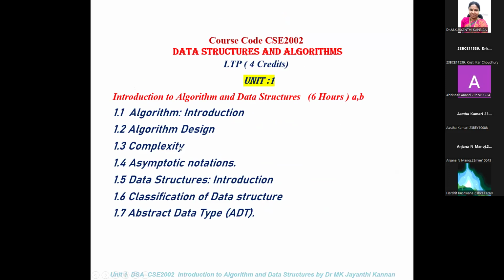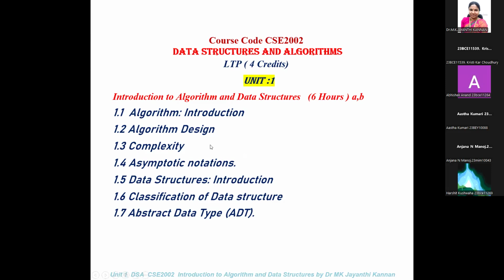Anyhow, they need to ask one question from the first half and another from the second half, because totally you have 5 questions for 10 marks in your mid exam. They may ask one question with 10 marks or two 5 mark questions, and they are supposed to ask 2 questions from each unit. So definitely you can expect one question from algorithm design or complexity and asymptotic notations. Complexity and asymptotic notations both are the same.